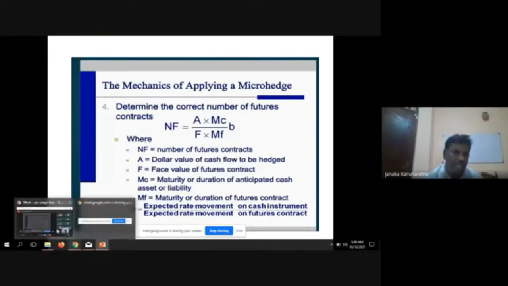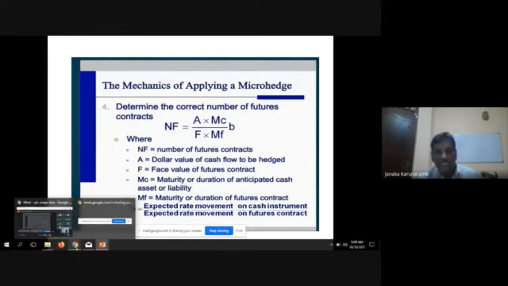Now let's move on to the macro hedging. Micro hedging, how many contracts you want to buy. These are the numbers you can work out. The number of contracts depending on your position. You can decide the number of contracts. Now number of contracts equals the dollar value of cash flow to be hedged.